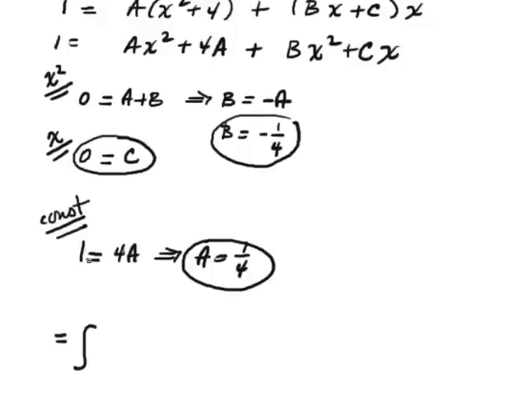All right, so we have our integral equal to a is 1/4, so we have 1/4 over x plus b is minus 1/4 and c is 0, so I'll put the minus 1/4 on the outside, minus 1/4 x over x squared plus 4.